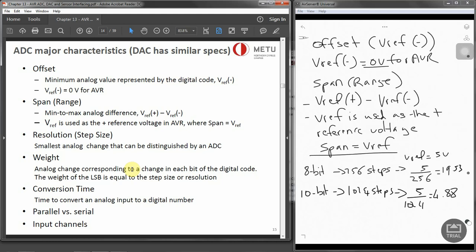Although the resolution of an ADC chip is decided at the time of design and cannot be changed, we can control the step size with the help of the reference voltage. We are going to see an example on this as well. Another important metric is the weight. Weight is the analog change corresponding to a change in each bit of the digital code. The weight of the least significant bit is equal to the step size or the resolution itself.